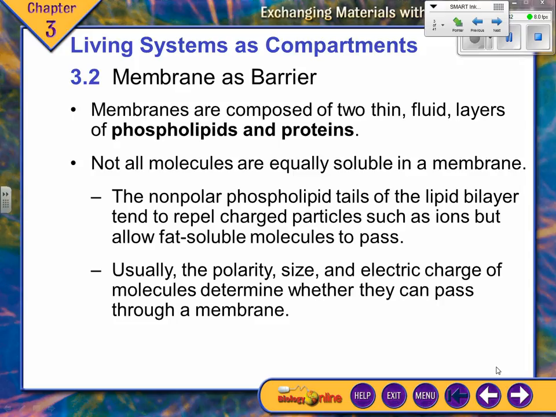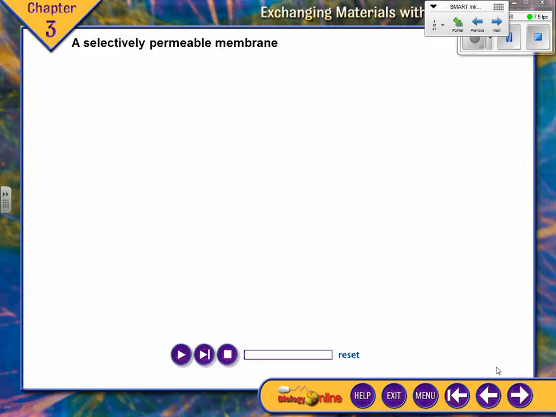This last line here you might want to underline, really important. It says usually the polarity, the size, the electrical charges of molecules determine whether they can pass through the membrane. So it is very important that you guys realize that the membrane selects what can come in and what can come out. So that's known as selectively permeable. A screen on your door or your window is selectively permeable, right? Only certain things can get through it. So is the cell membrane. Okay, so let's watch this and listen.